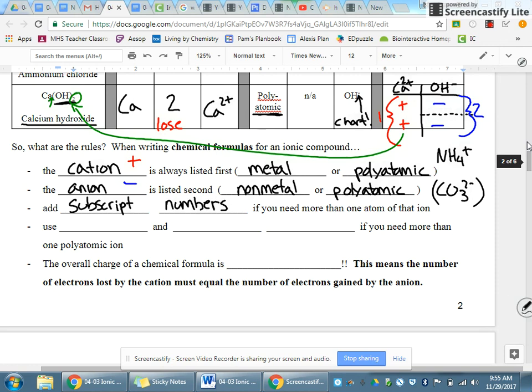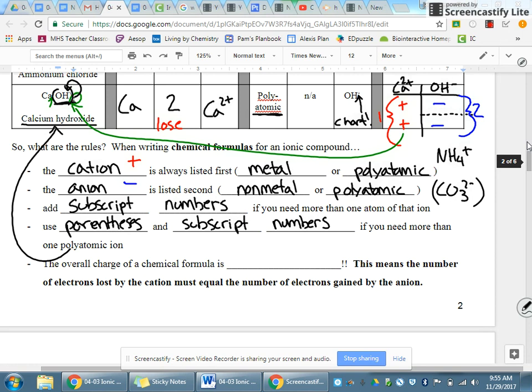All right, you will then also use parentheses and subscript numbers if you need more than one polyatomic ion. And like I said, the example up above is a really great example of that. We need to use those parentheses to distribute that to both of those atoms inside.